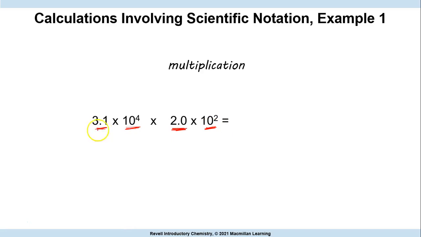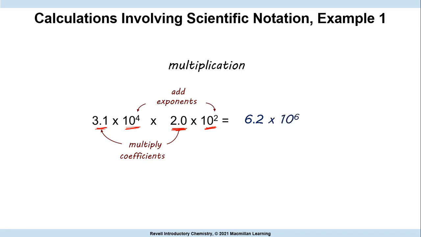Okay, so we are going to multiply 3.1 times 2. That is going to give us 6.2, and what we are going to do next is that we are going to add the exponents. So we are going to add 4 plus 2, that gives us 6. So if we multiply 3.1 times 2.0, that gives us 6.2. Then for the exponents, we add 4 plus 2, that gives us 6. So that is going to be 6.2 times 10 raised to the power 6. So that is what you do with multiplication.